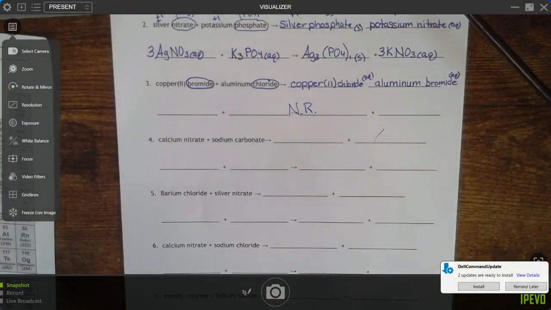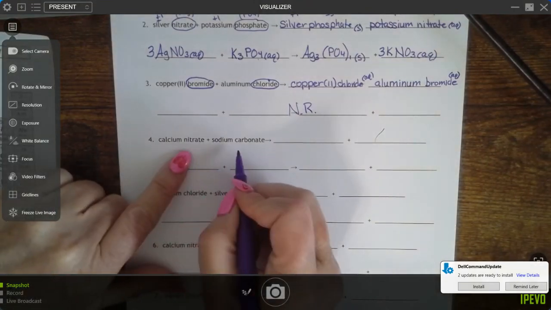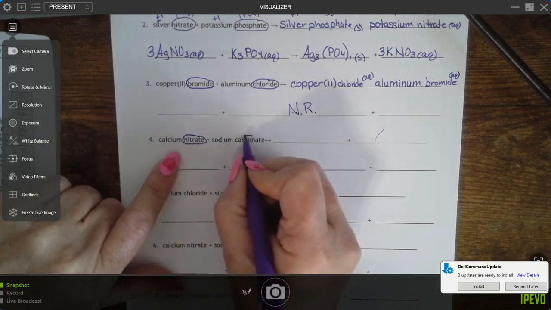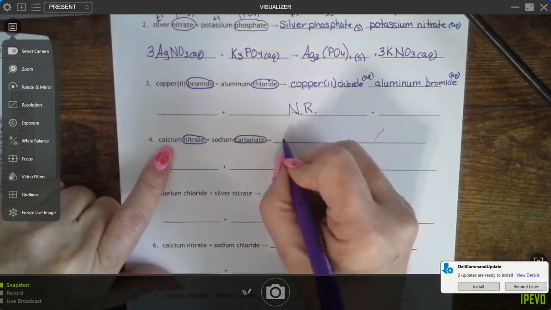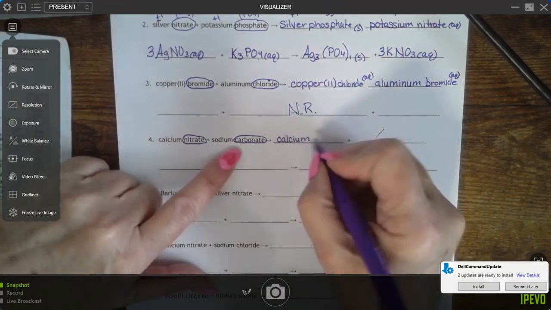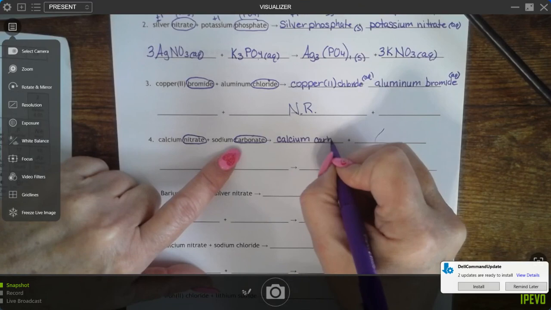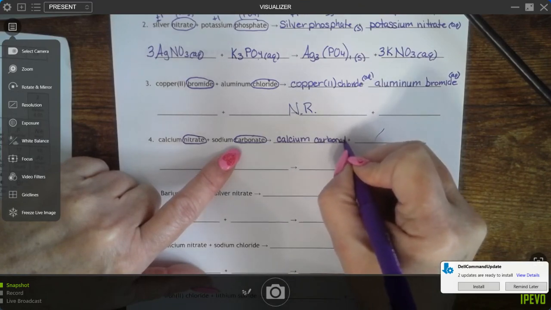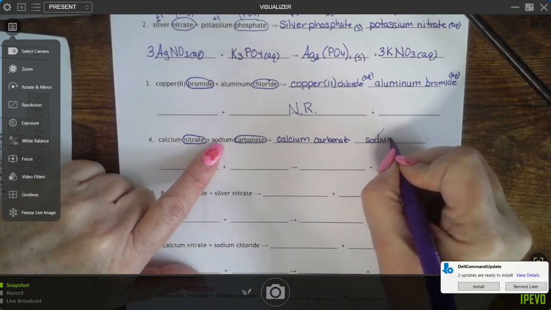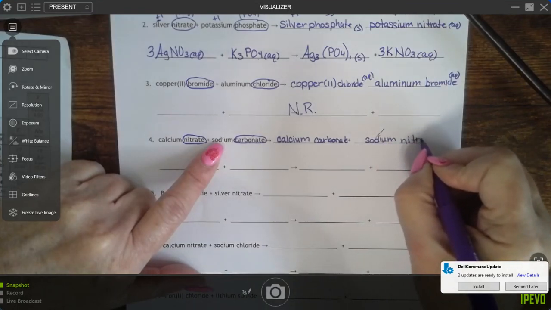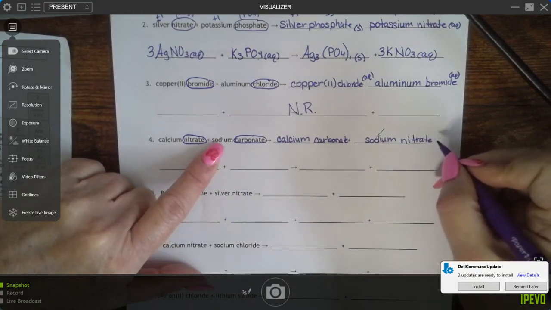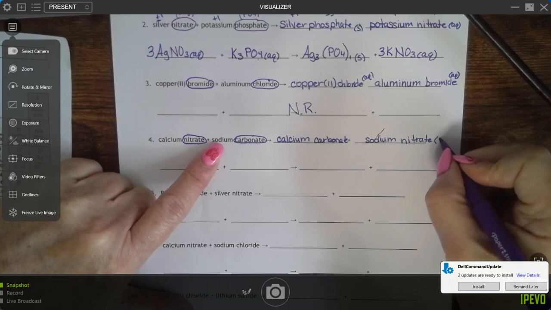Now let's go to the next one. Calcium nitrate and sodium carbonate. So I'm going to circle the things that are going to switch places. I'm going to end up with calcium carbonate plus sodium nitrate. Now, something hopefully you'll start to recognize, you'll see nitrate a whole lot of times in these reactions.